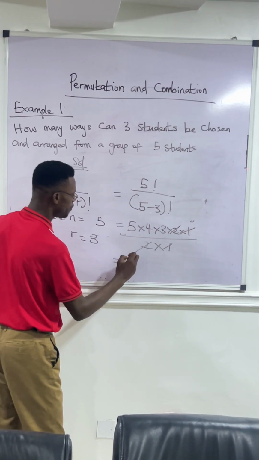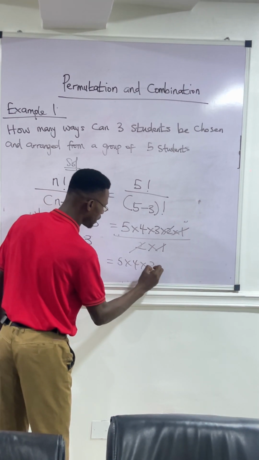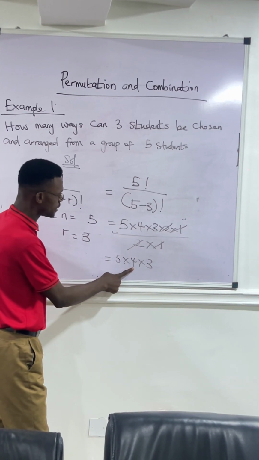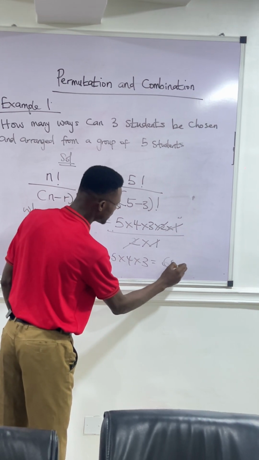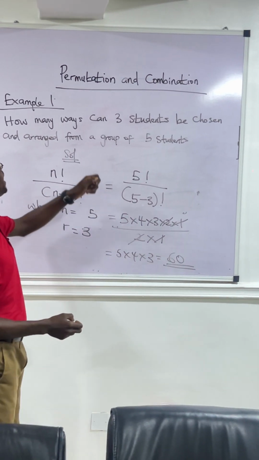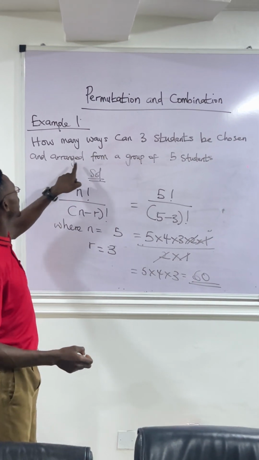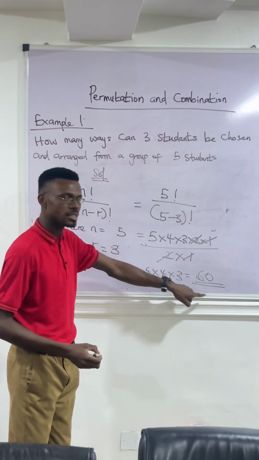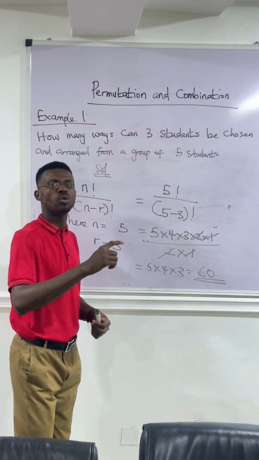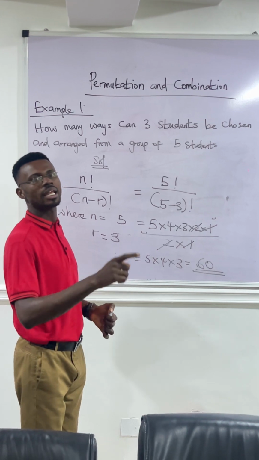So we have 5 times 4 times 3. 5 times 4 is 20. 20 times 3 gives us what? 60. So the number of ways 3 students can be chosen and arranged from a group of 5 students is equal to 60. So we'll continue from here in our next class.